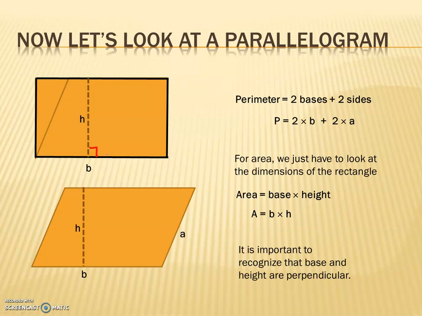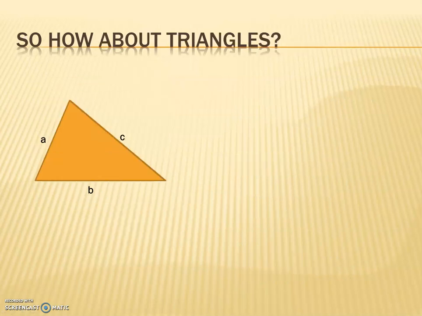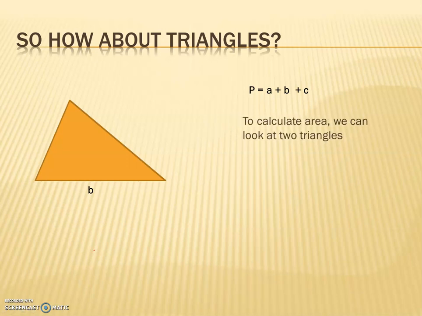They have to be perpendicular, okay? The base and the height. It is possible to have something perpendicular to A. We'll talk about that some other time. So here's a triangle. Now, to do a triangle, the perimeter is easy enough. It's just 3 sides this time. There's no special formula. It's just A plus B plus C.